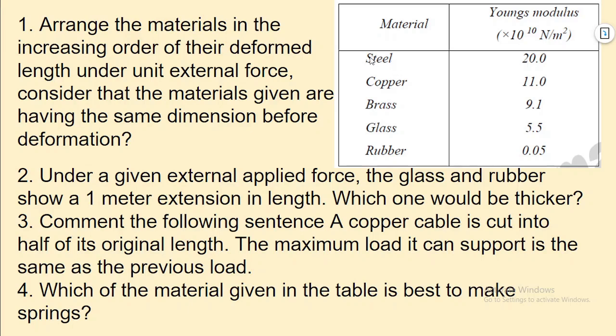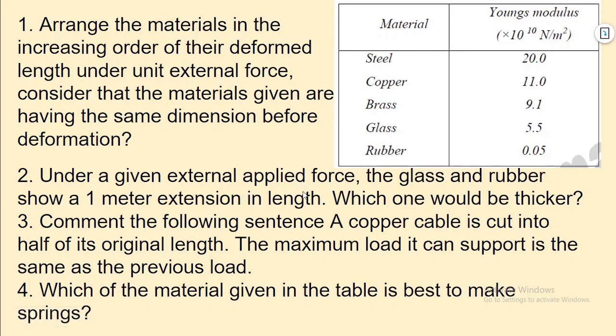As we move from the top to the bottom, the corresponding Young's modulus has decreasing values. That means when there is a decrease in the value of Young's modulus, there is an increase in the deformation, an increase in length under the same external force. So the increasing order of the deformed length would be the same as the order in the table. Okay. Then question number 2.